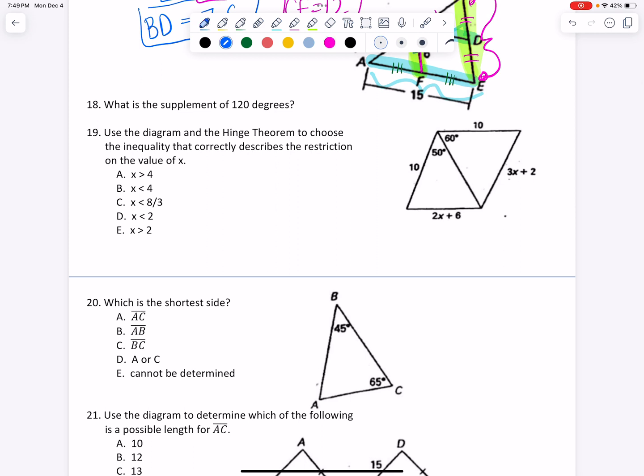All right, this one does not have a picture, but it says, what is the supplement of 120 degrees? Supplementary means that they add up to 180. So I'm going to subtract off what I've spent. That would be a 60-degree angle would be supplementary to 120.